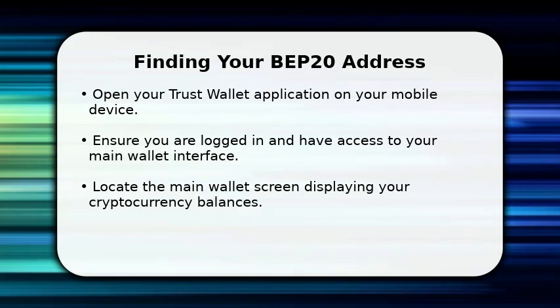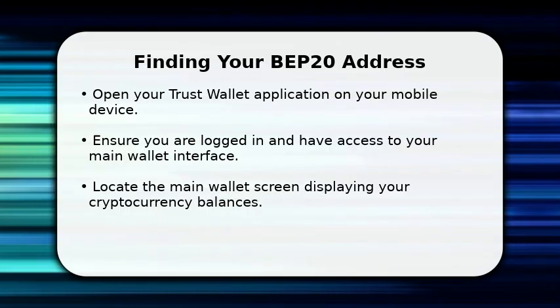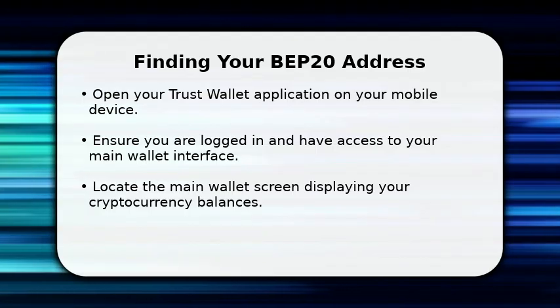Enjoy the video. In this video, I will show you how to find your Trust Wallet BEP20 address. First, open your Trust Wallet application on your mobile device. Make sure you are logged in and can see your main wallet interface. This is where all your cryptocurrency balances are displayed.